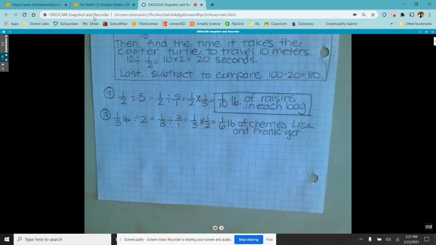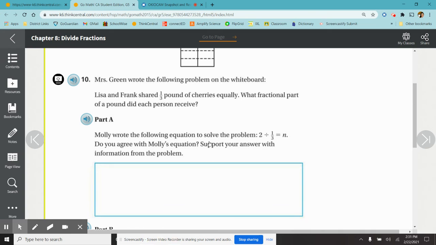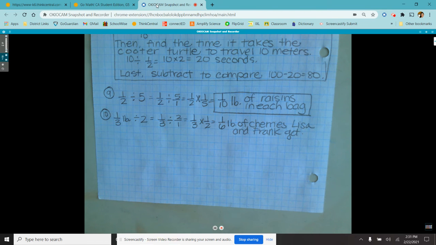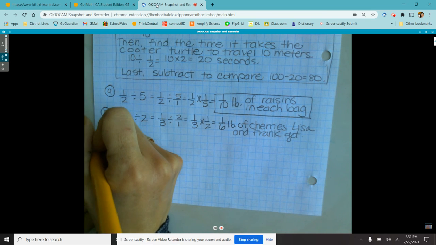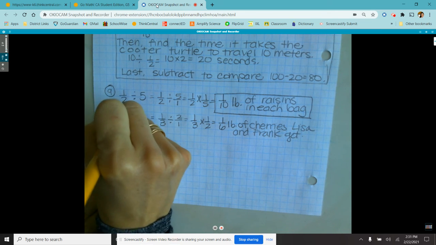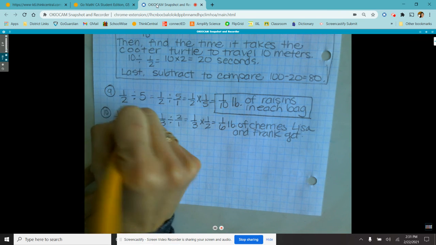Now I can read the problem and see how they want us to prove if that's right or wrong. Now, Molly wrote the following equation. 2 divided by 1/3 equals a number. Shame, shame, shame, Molly. You're not right. Do you agree with Molly's equation? Support your answer with information from the problem. I'm sorry, Molly. You're wrong. So here's part A's explanation. No, Molly is wrong.